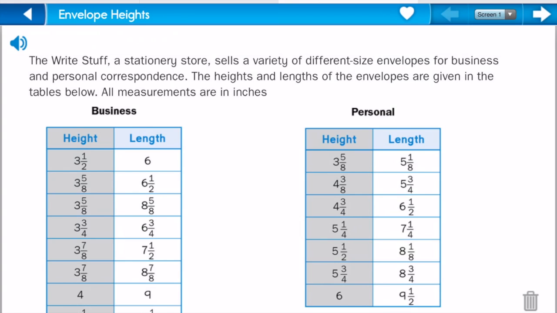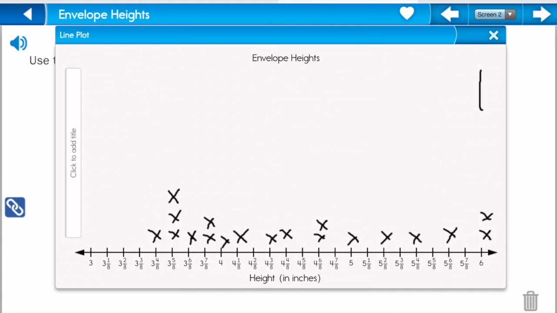All right, so we are going to be paying attention to the height of the envelopes, and we're going to make a line plot. You can see here that I already made the line plot. I labeled it envelope heights, and I labeled the bottom heights in inches, and so here's all our information. We're going to be answering questions about this information. The first question is, what is the largest envelope height sold?